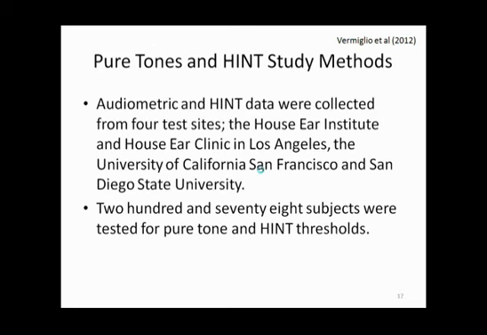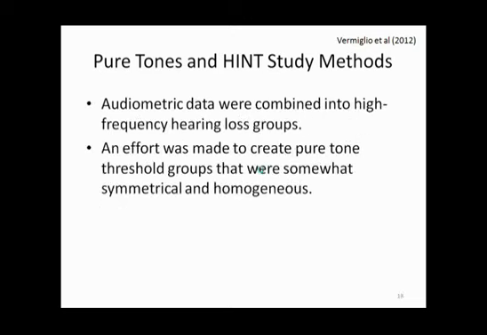So we looked at a very large group of subjects. It was actually 278 research subjects. And we collected audiometric and HINT data from 4 test sites: the House Ear Institute, the House Ear Clinic in Los Angeles, the University of California, San Francisco Medical Center in their audiology clinic, and San Diego State University. And then the data were combined into high-frequency hearing loss groups. So we had a group with normal audiograms and then groups with various degrees of high-frequency hearing loss.